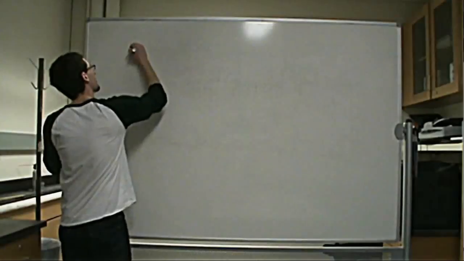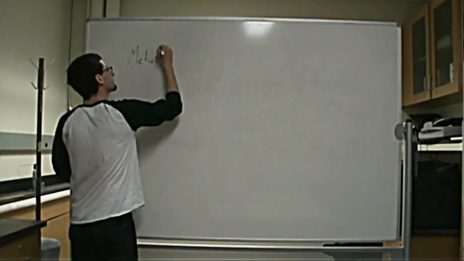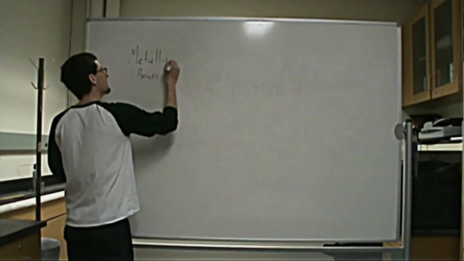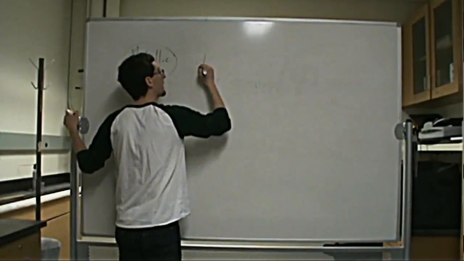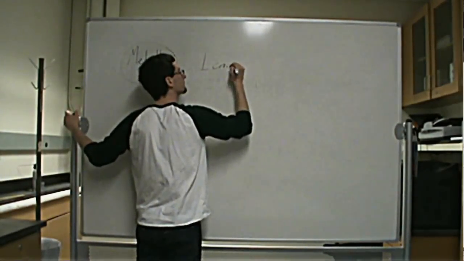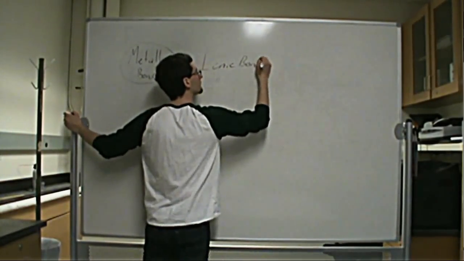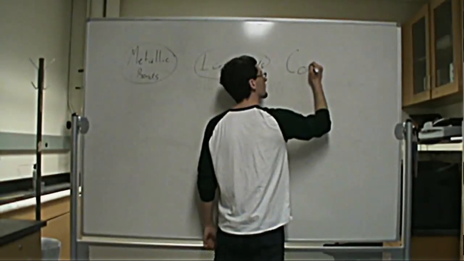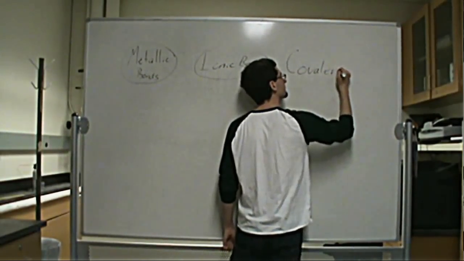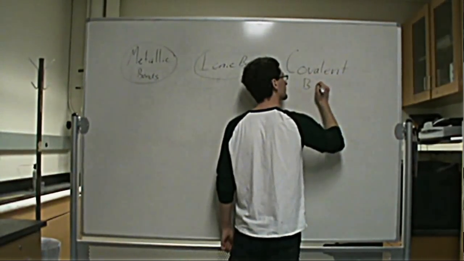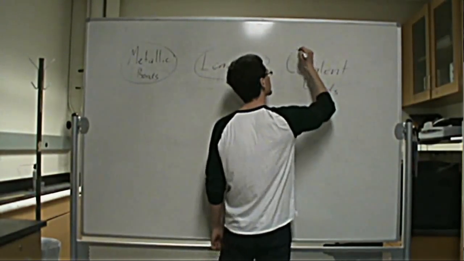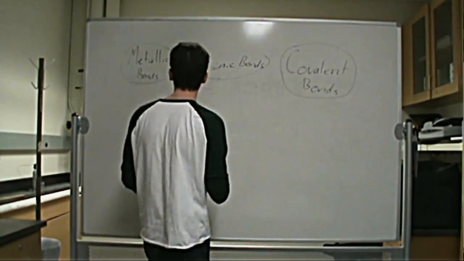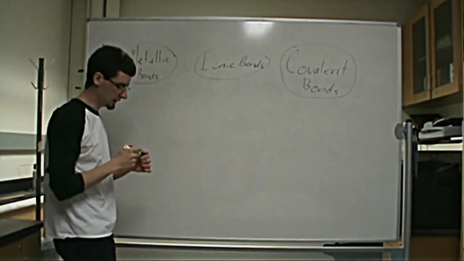All right, so we have metallic bonding. Metallic bonds, we have ionic bonds, and then we have covalent. All right. So let's talk about each one of these types of bonding.